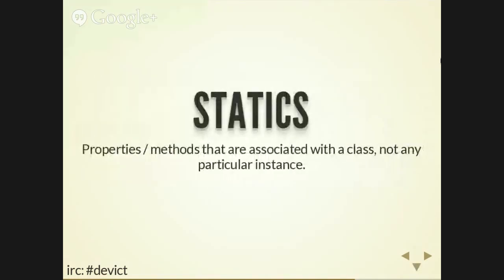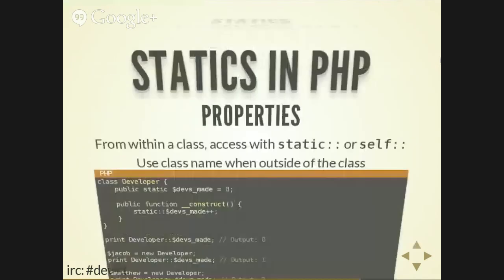Statics. Statics are like constants in the way you interact with them, but they can change. So these are properties or methods, like static properties or static methods, that are associated with the class, not with a particular instance of the class. So let me show you what I'm talking about here.